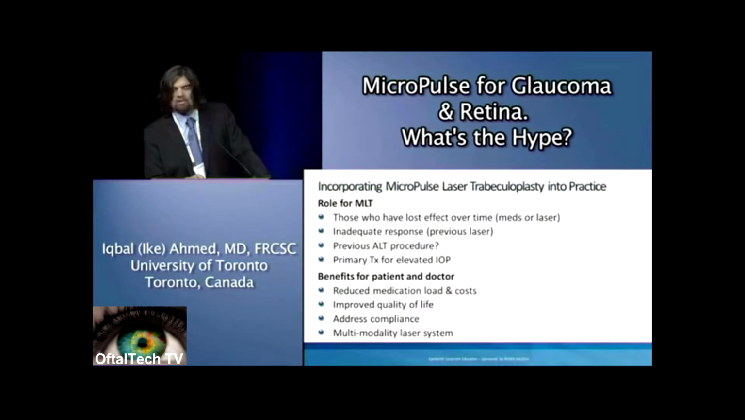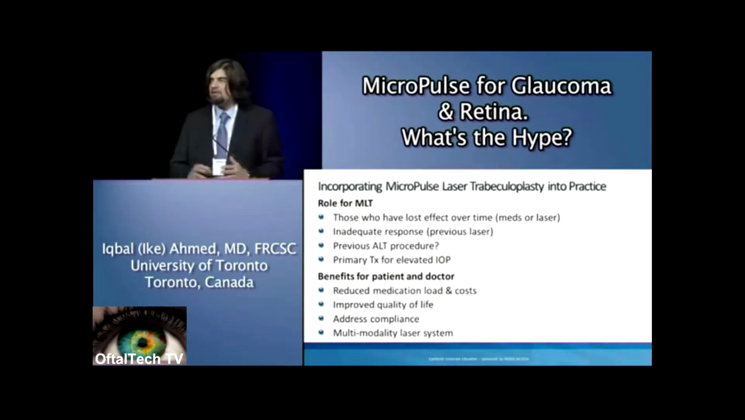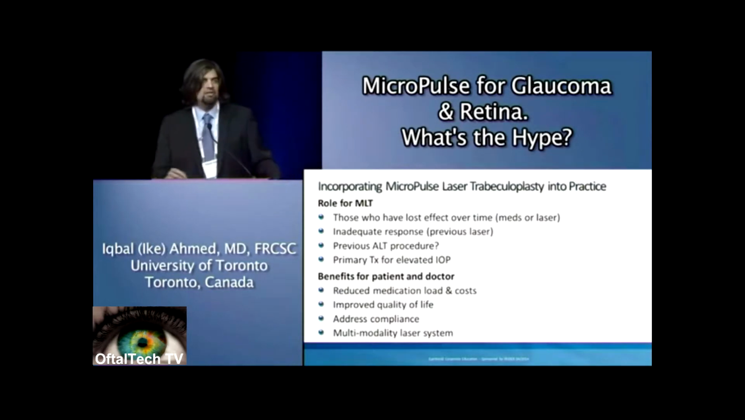Question again is, what is the role for MLT? I look at this as a role that we see in patients for whom we consider laser trabeculoplasty: compliance issues, those that have lost effect with medications, inadequate response. We've had patients that we're doing now with previous ALT and with previous SLT. We have a cohort of patients that have had previous SLT, to see whether we get a response from MLT. We'll be looking at this further and further, and certainly there are a number of patients that we discuss and offer with regards to primary therapy.